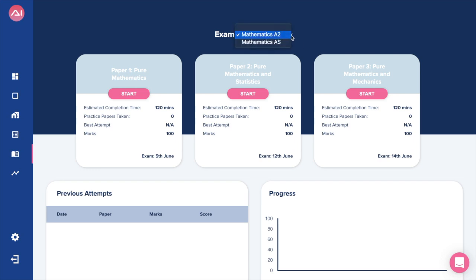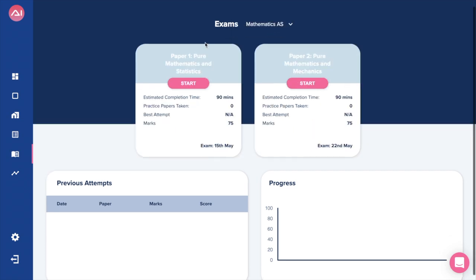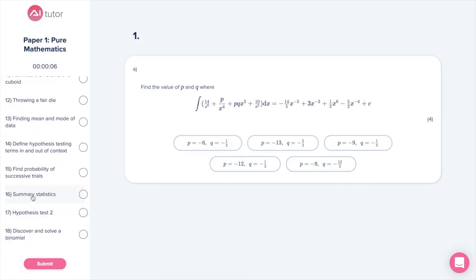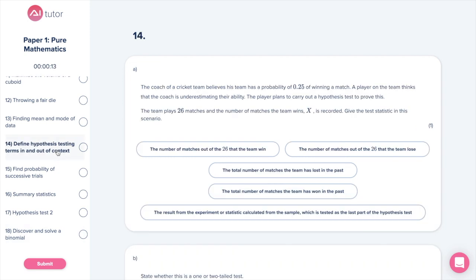So I can click the drop down arrow and I can switch between both the A2 and the AS exams. If I select AS and then say I want to do paper 1, which is pure maths and statistics, I can select this and it will bring up the whole exam for me and it will give me access to all 18 questions for this exam, and I can do any question in any order I like, so it's very similar to actually having a physical copy of the exam. So it's quite a nice feature that you don't have to do in question order.